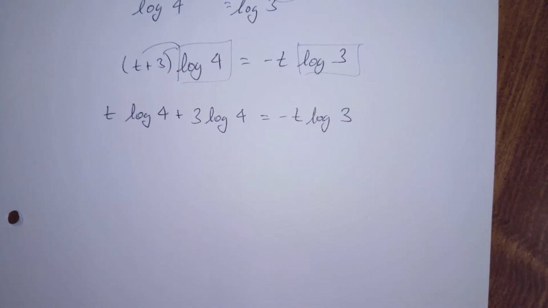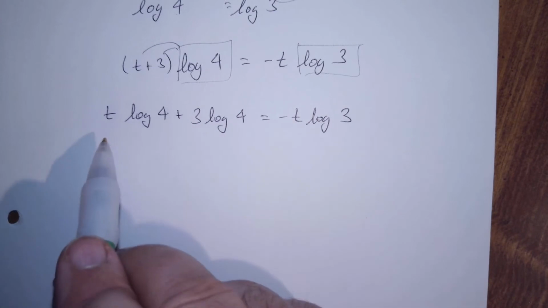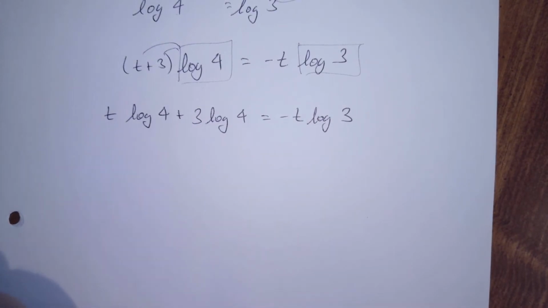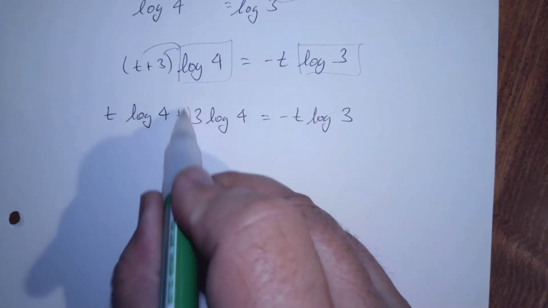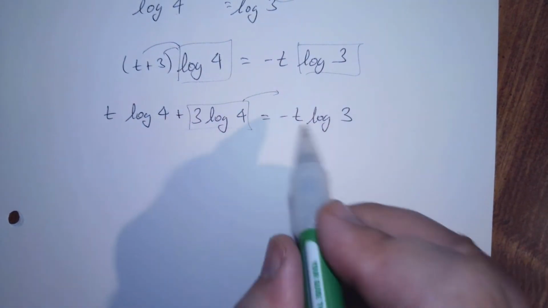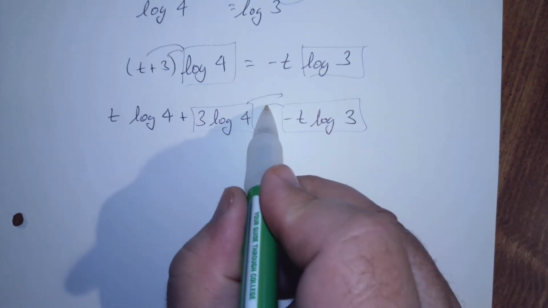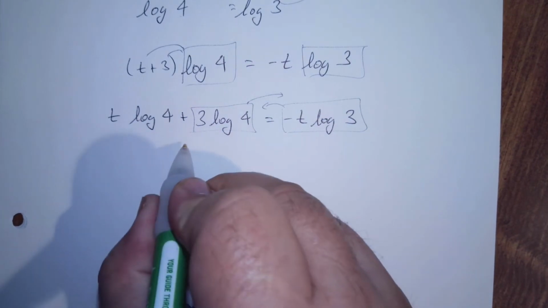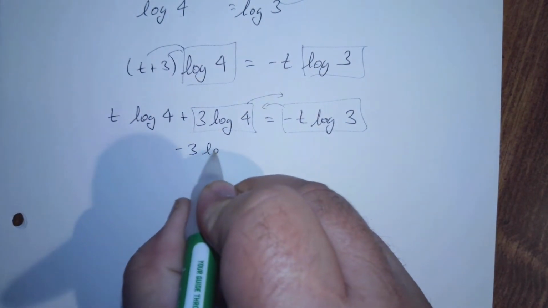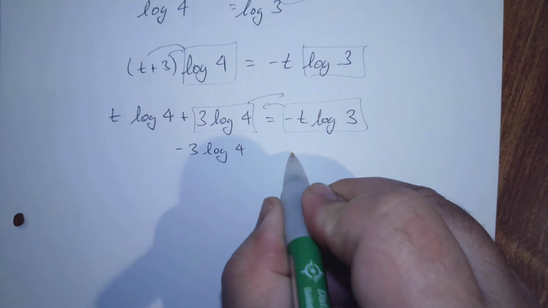Alright? So we're trying to get all the variables to one side. Since we're solving for t, we want all the t's on one side, everything else that doesn't have a t on the other. So this one has to go there, and this one has to go there. So we subtract 3 log 4 from both sides.